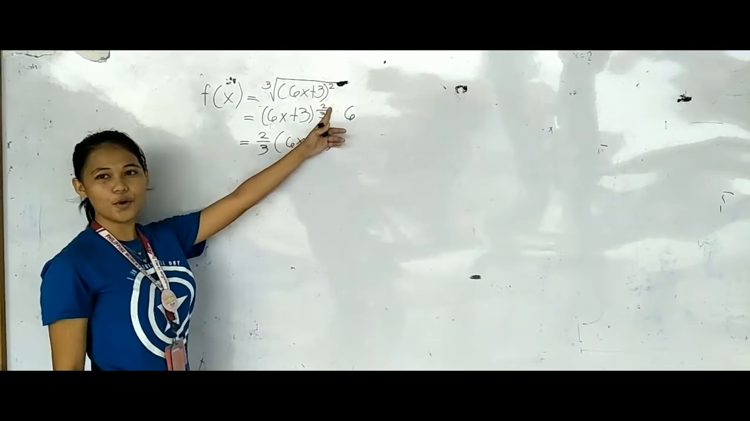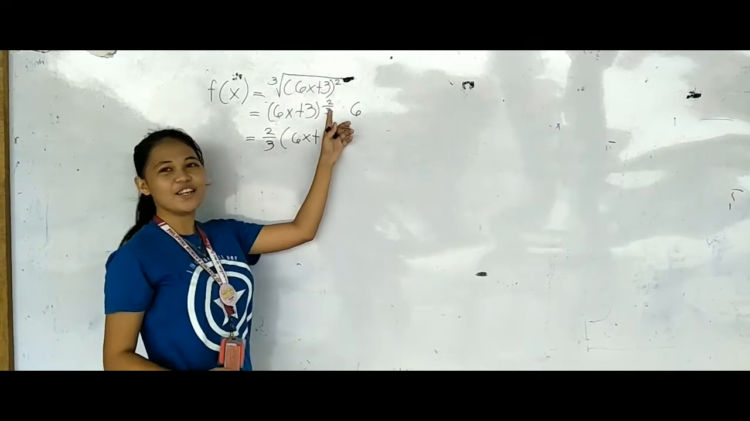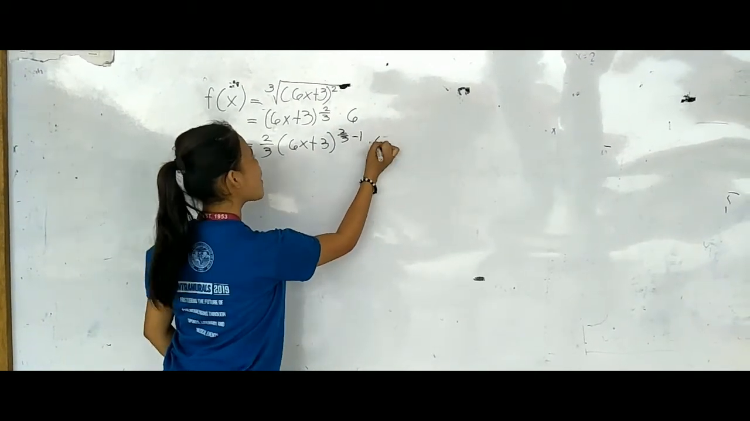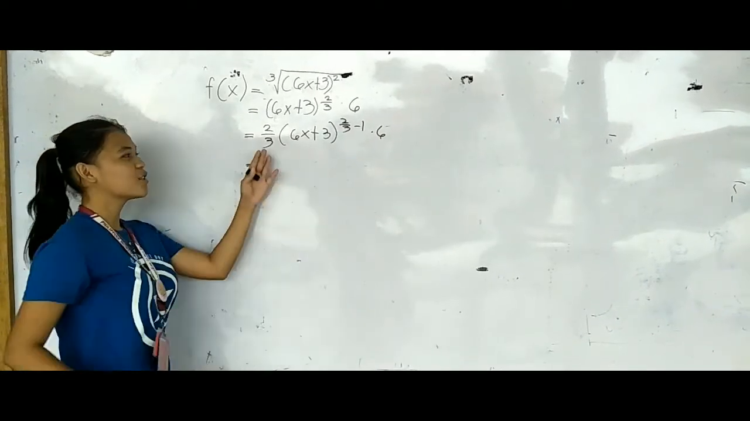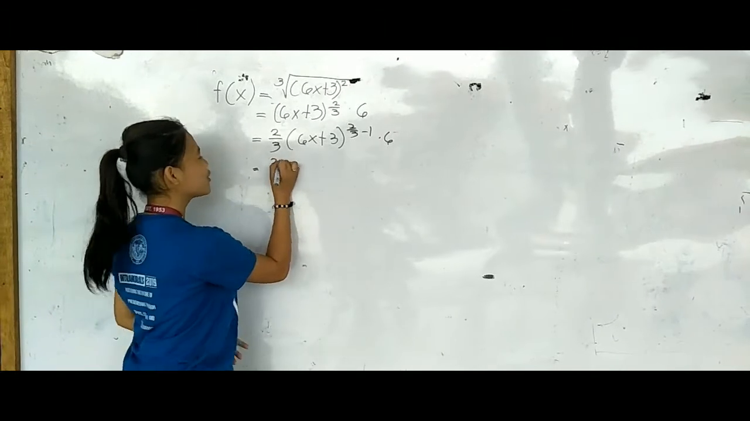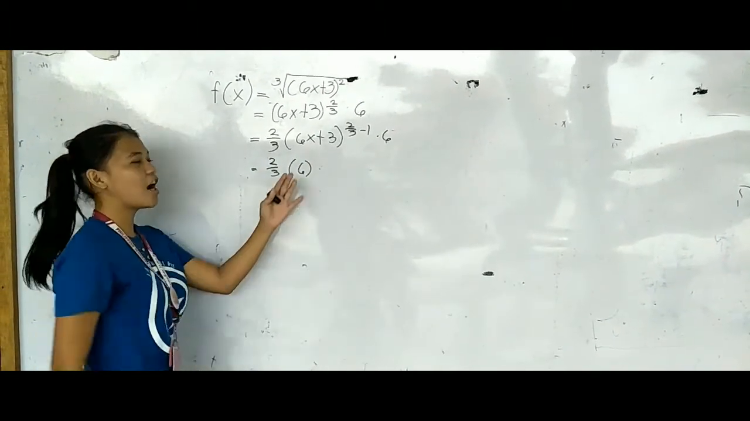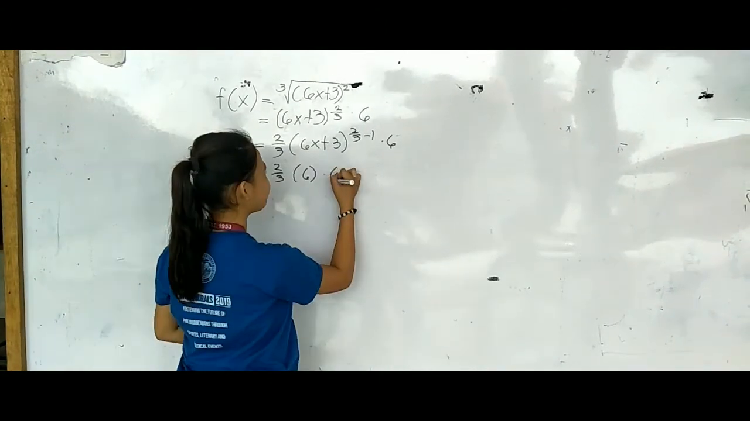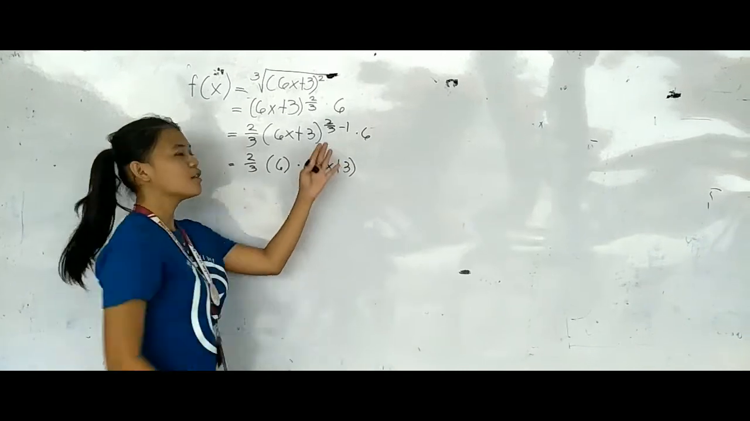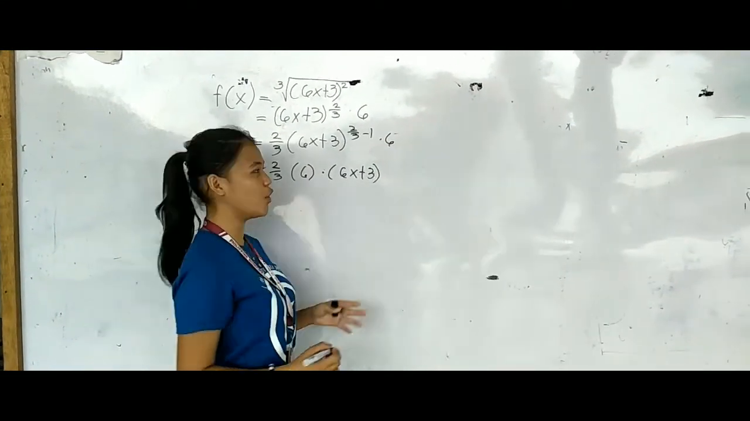3 the power of 2 minus 2 over 3 minus 1 multiplied by 6. 2 over 3 times 6. We need to put here 2 over 3 multiplied by 6. Copy 6x plus 3. 2 over 3 minus 1 equals to negative 1 over 3.